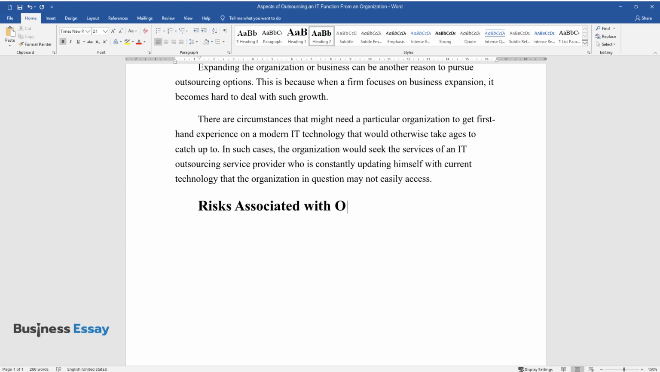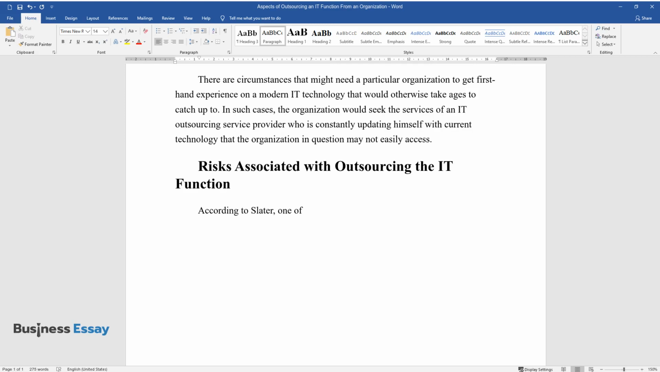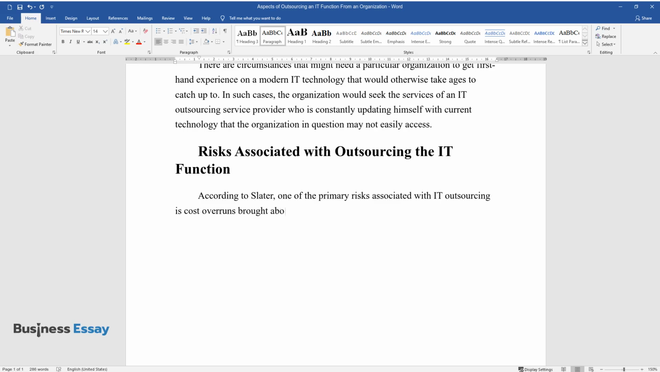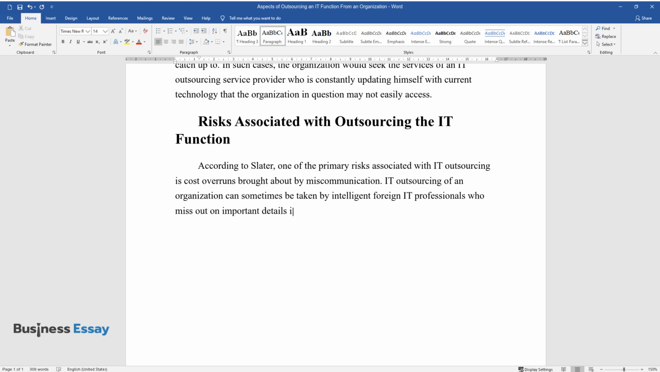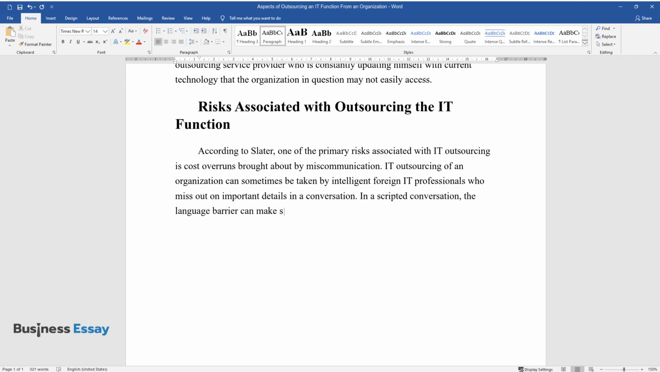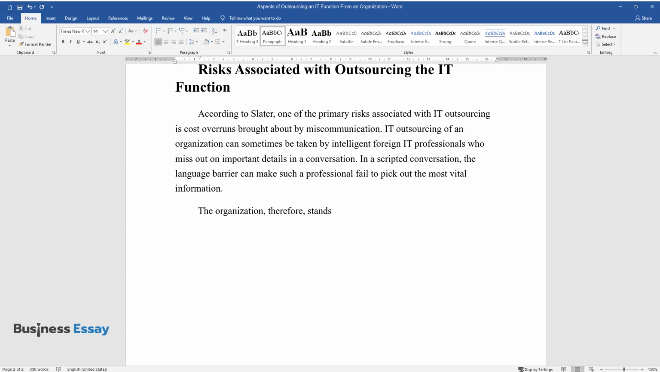Risks associated with outsourcing the IT function. According to Slater, one of the primary risks associated with IT outsourcing is cost overruns brought about by miscommunication. IT outsourcing of an organization can sometimes be taken on by intelligent foreign IT professionals who miss out on important details in a conversation. In a scripted conversation, the language barrier can make such a professional fail to pick out the most vital information. The organization, therefore, stands to incur serious demerits due to this problem.